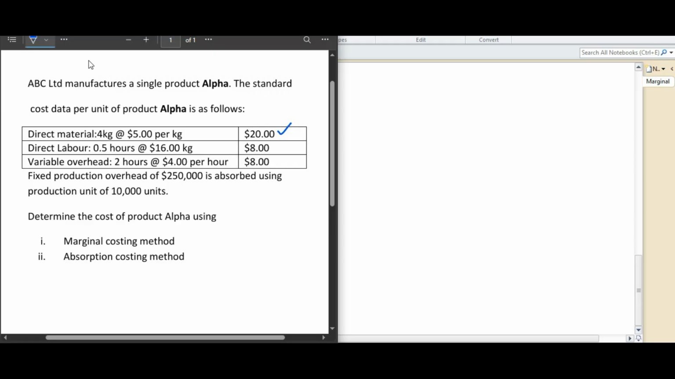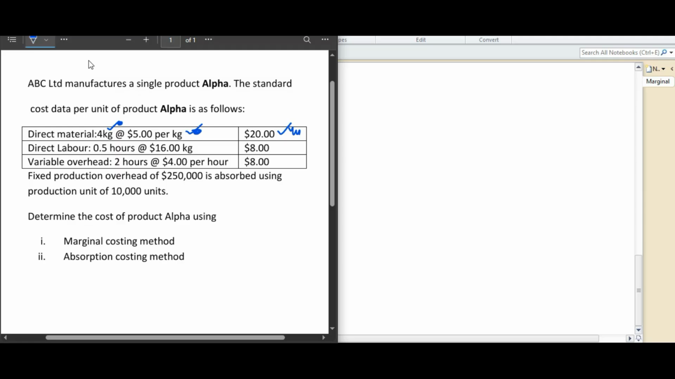This $20 here is the cost for direct material. This is the unit that we are using, and this is the cost per unit. So the cost per unit times the number of units that we are using, if you multiply it, you get the direct material cost.